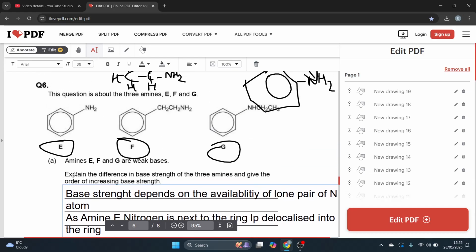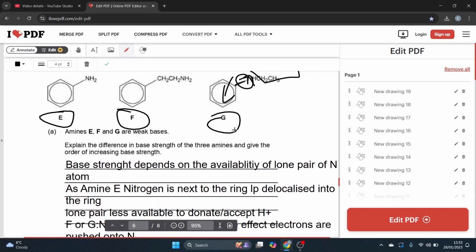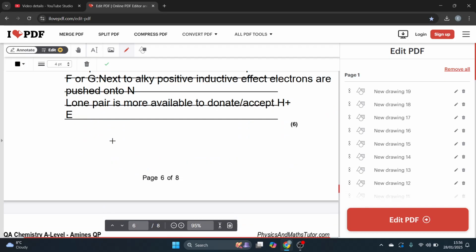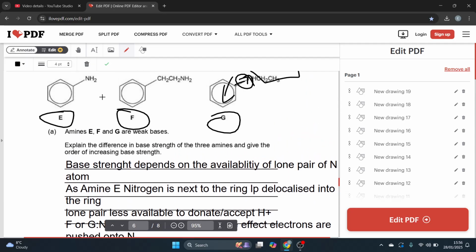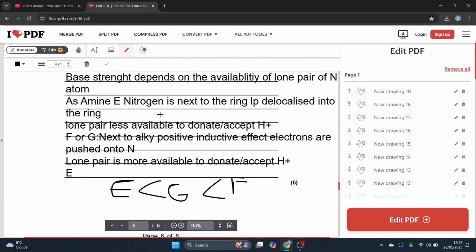Then if I look at G and F, well, I look at G, the nitrogen is still directly bonded to the benzene ring, so it will still be delocalized. Lone pair of electrons will be delocalized into the ring, therefore it's going to be less available compared to F. So it's going to be E, G is obviously going to be greater than F, and F is going to be the strongest one with the strongest base strength.